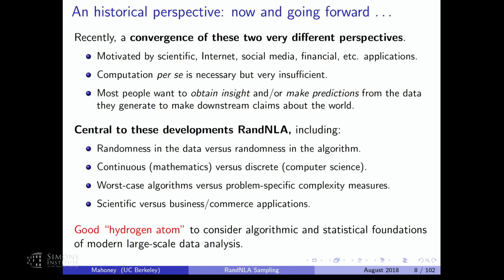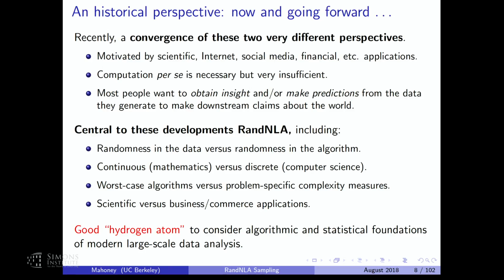And so most people want to gain insight in terms of downstream predictions. And so central to a lot of these developments is random sampling and linear algebra, and randomized aspects of linear algebra. Where you have randomness, is it in the data or is it in the algorithm? Or is there a tension between the two? Maybe you can speed something up and do better because of some implicit statistical regularization. Continuous versus discrete, do you worry about numerical issues? And scientific versus business type sort of data motivations lead to very different types of questions you want to ask.